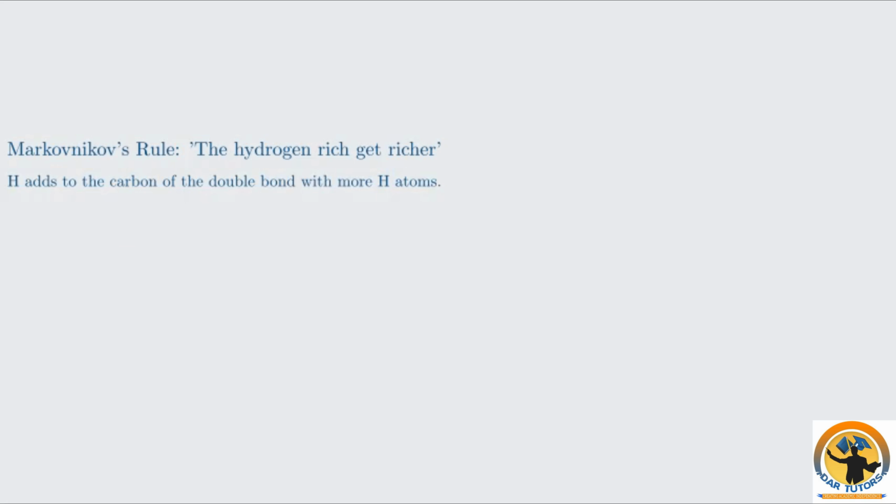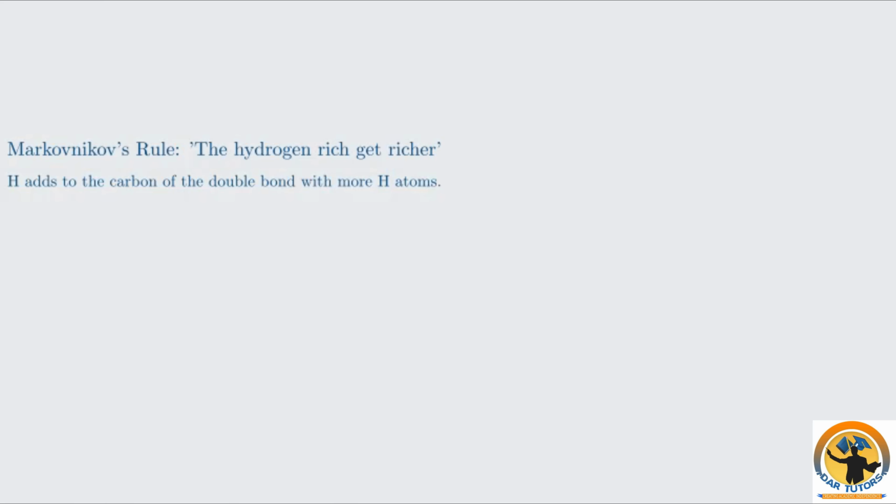When a hydrogen halide adds to an unsymmetrical alkene, the hydrogen atom adds to the carbon atom of the double bond that already has the greatest number of hydrogen atoms. You can remember this as the rich get richer. The major product will be 2-bromopropane.